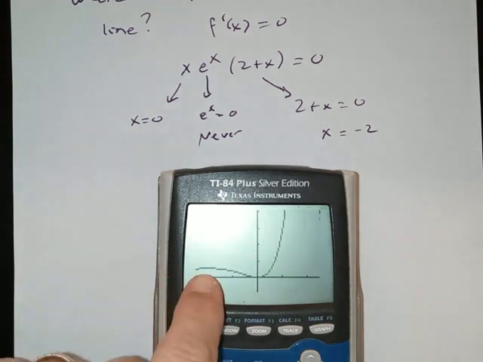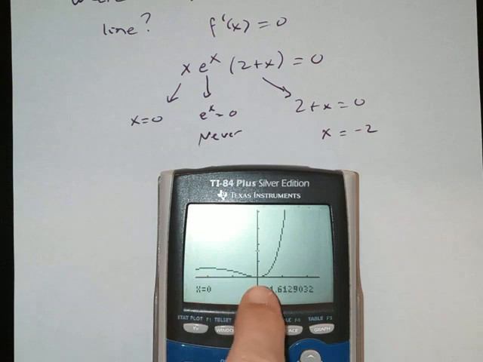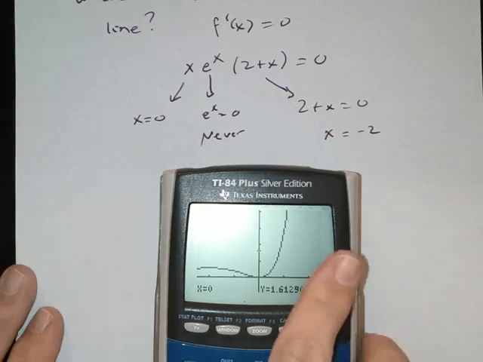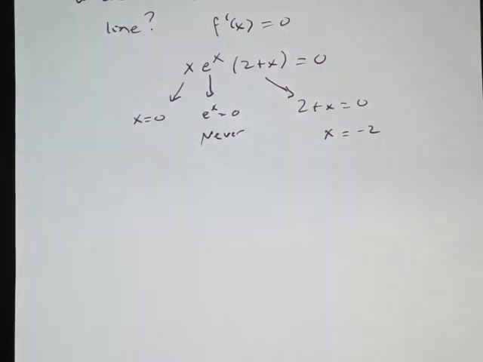I see a flat spot here. I see a flat spot here. 2 horizontal tangent lines. One of them over at x equals -2, one of them at x equals 0. Hot damn, it worked. Questions? Gesundheit.